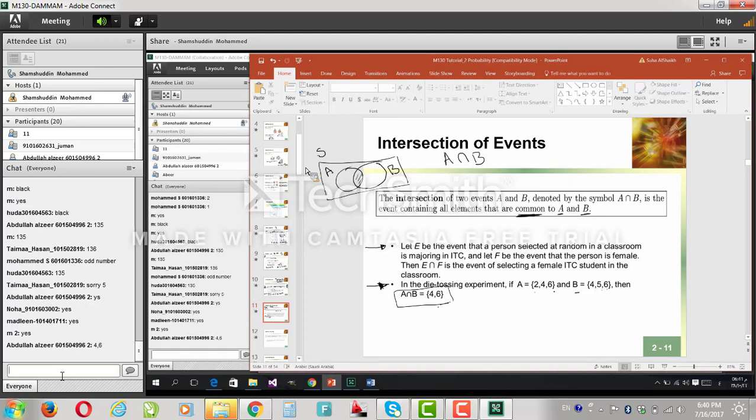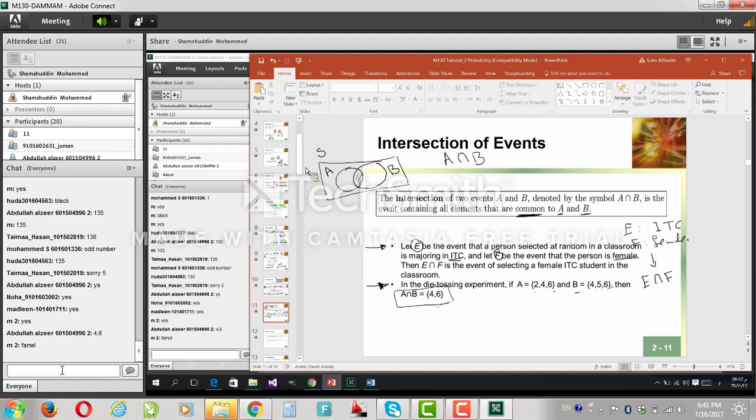Now here, E is the event that a person I selected randomly from a classroom is female, and F is another event, that this student is in the ITC department. What will be the intersection, E intersect F? It is a student who is female and studies ITC, the common students who are female and study ITC. So E intersect F.